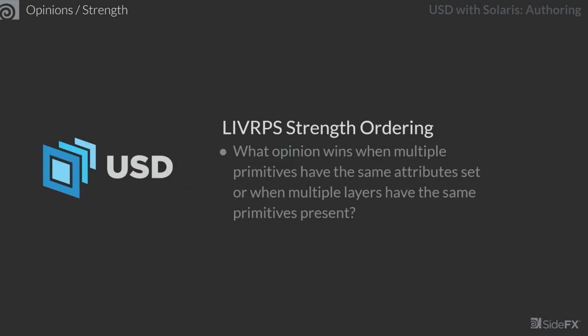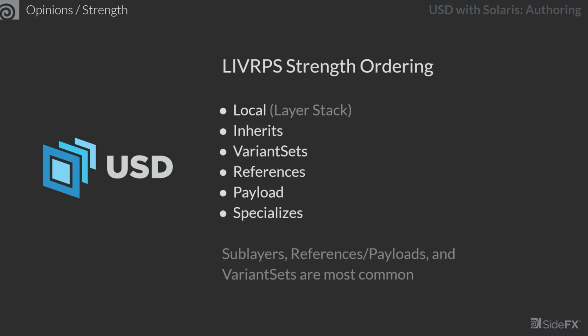Now, in order to determine which value to use during composition, we can use the LIVERPS mnemonic to remember the strength order in USD from strongest to weakest. And what this helps us to determine is what opinion wins when multiple primitives have the same attributes set, or when multiple layers have the same primitives present. So there's a collision of some sort happening during our composition. How do we resolve that? So here's the LIVERPS mnemonic broken out, and we'll just go through from top to bottom.